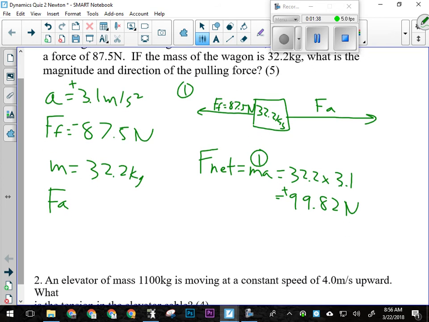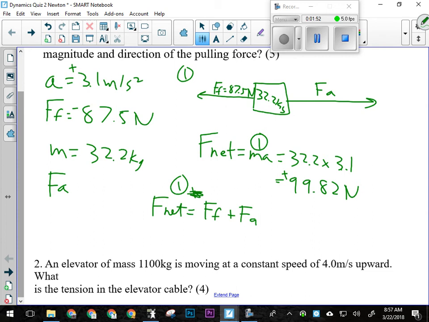If we want to find the applied force, then we have to use the sum of all forces is F net. Give them a mark if they figured that part out. Then we have to solve for FA. So FA will be F net minus the force of friction, which will be 99.82 minus negative 87.5 newtons. Give them a mark if they have either one of those two things written down.